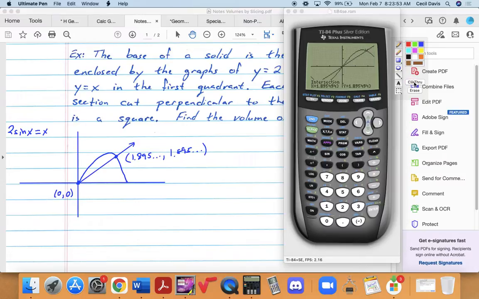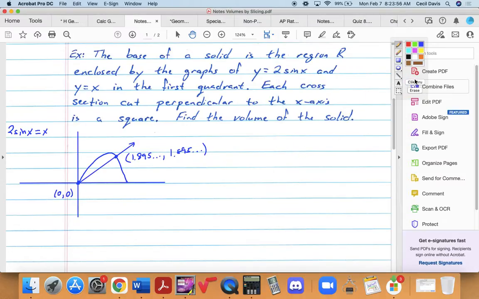Okay? Now, we've got the points of intersection, so we know everything we need to know about the base. And it says each cross-section cut perpendicular to the x-axis is a square. So again, this is the floor. The building is actually coming up at you out of your page. It's not important that you can visualize what this whole building looks like, but a cross-section perpendicular to the x-axis would be like this, right? That's only part of the cross-section. That's the part of the cross-section that goes all the way down to the base.